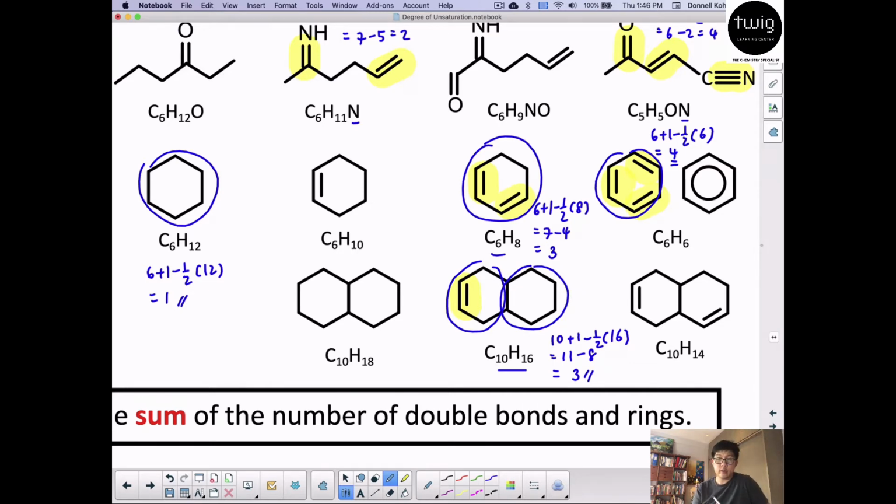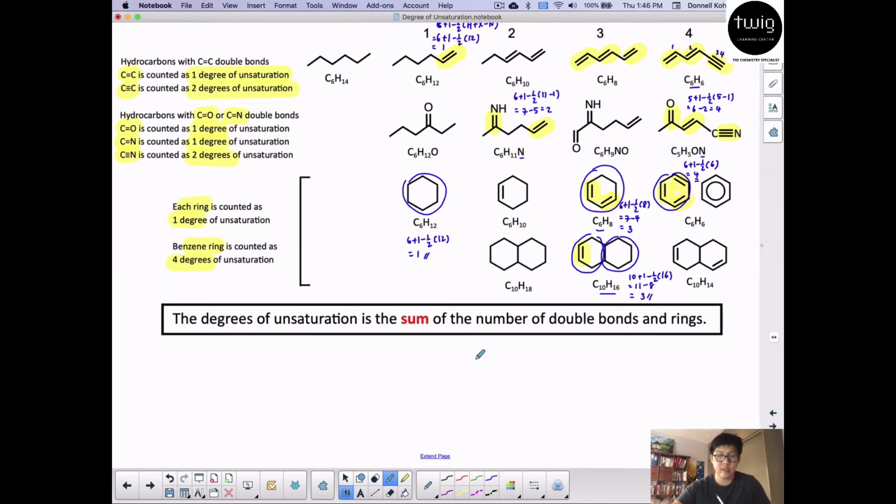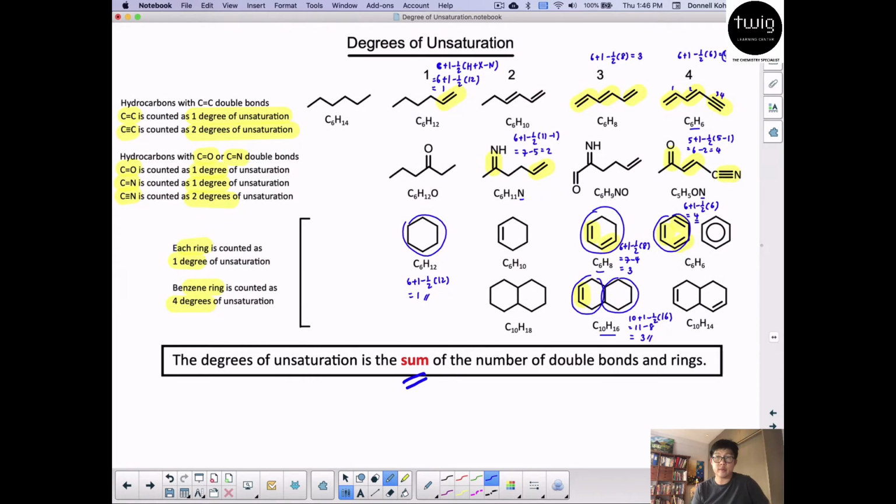So this formula is quite useful. Basically, it tells you the total number of rings and double bonds. As I mentioned here, it's the sum of the number of double bonds and rings, but it doesn't tell you how many double bonds or how many rings. But it's definitely a very useful formula that you can use to solve structure elucidation questions. Let's see how this is done.